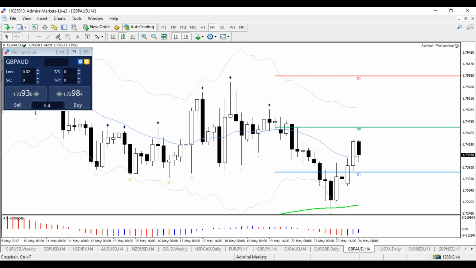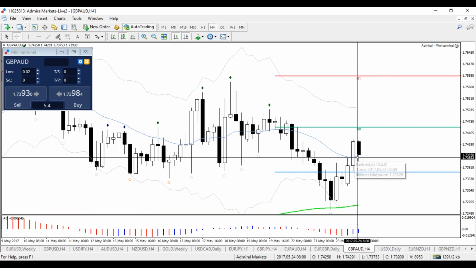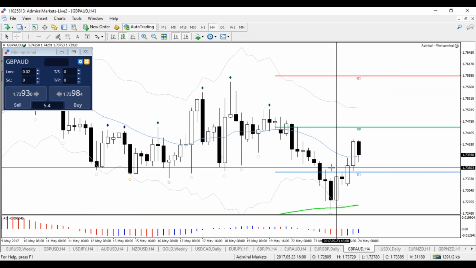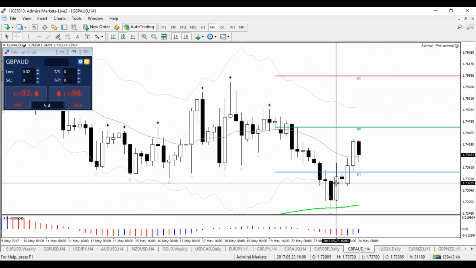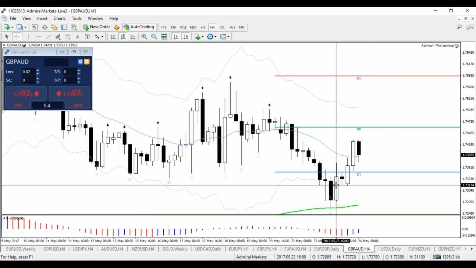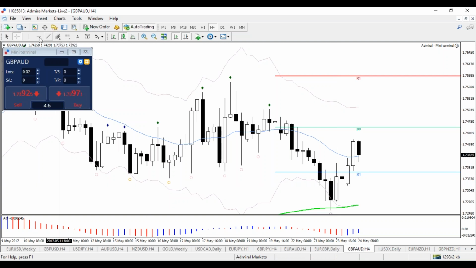Bar from 1500. I don't have a bar 15. This bar maybe. Is it this one you're talking about right here? The bullish one? With the red line? The one next to it. This one. This bearish one? To the left?